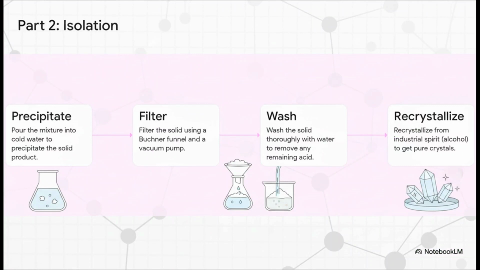So, the reaction's done. But now our product is mixed up with a bunch of other stuff. To get it out, we dump the whole mixture into cold water. Our product hates water, so it immediately crashes out as a solid. That's called precipitation. From there, we just filter the solid out, give it a good wash to clean it up, and then, for the final step, we recrystallize it to get our beautiful, pure product.